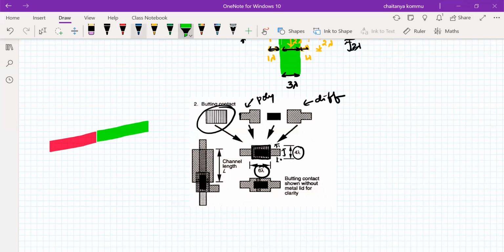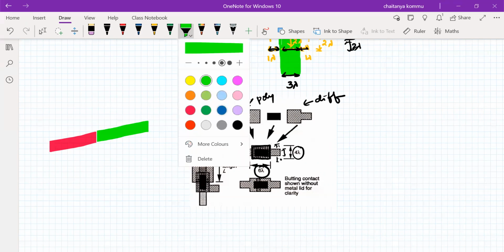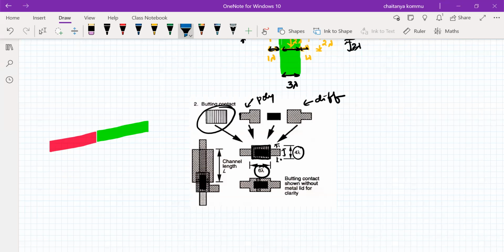Okay. On top of it, we have a metal contact there. We have to place a metal over there. So metal we have to provide there. Metal contact.